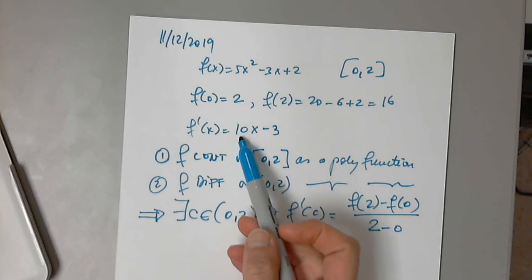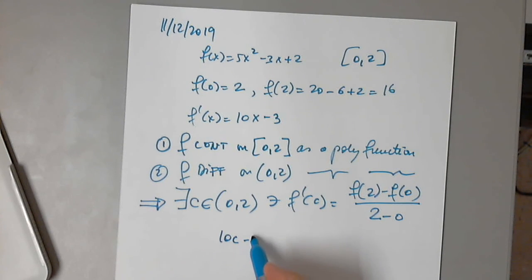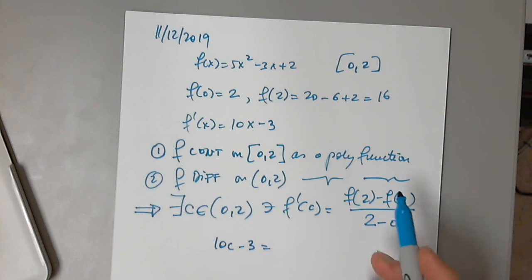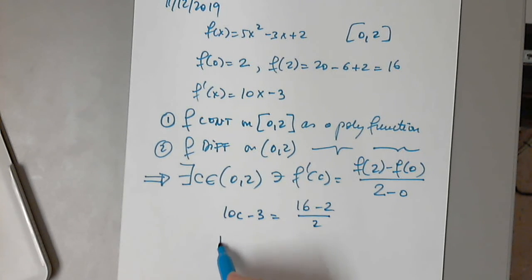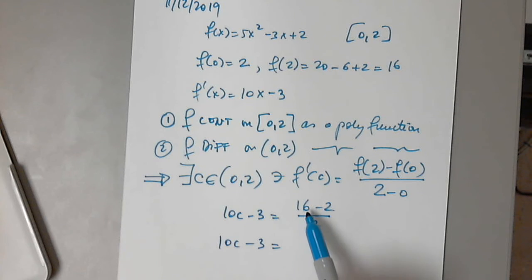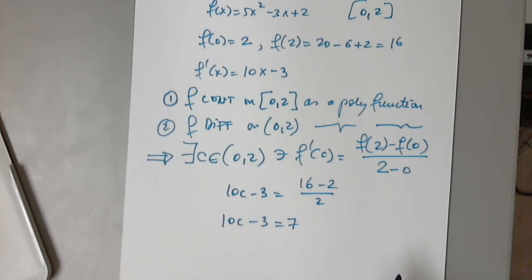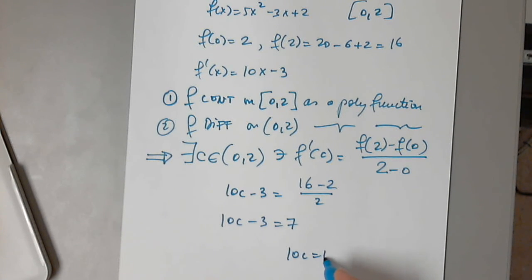So I have to set 10c minus 3 equal to 16 minus 2 over 2. So 10c minus 3 will be 14 divided by 2, which is 7. And 10c equals 10, so c equals 1. And it must be in the interval 0, 2, and it's guaranteed by the mean value theorem to be between 0 and 2.